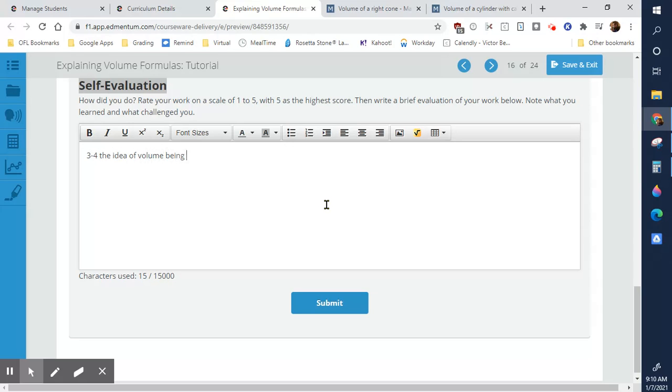Strange. But I did understand the activity well. So just write what you honestly think you did about that and submit it. So let's take a look at our next shape.